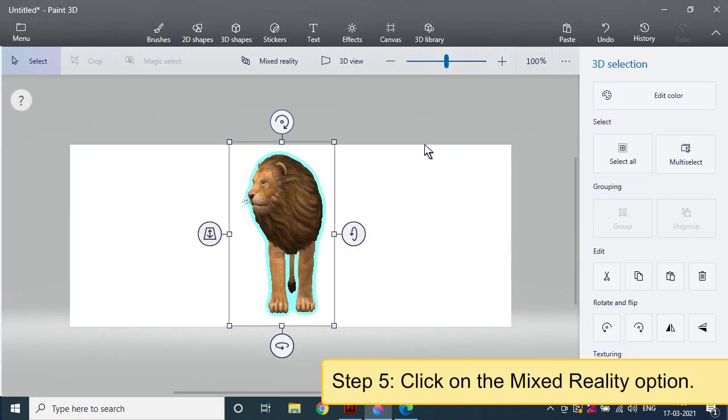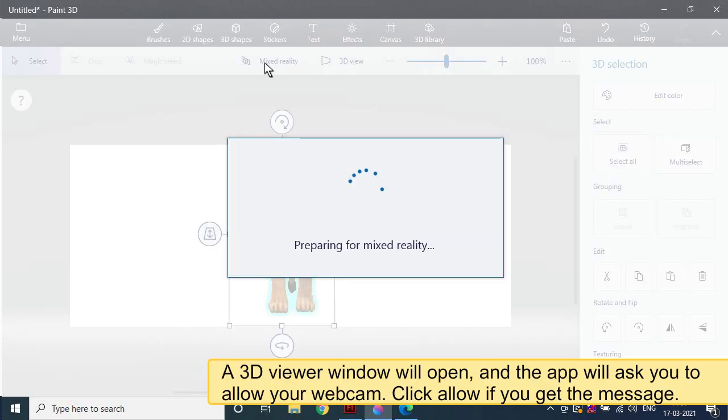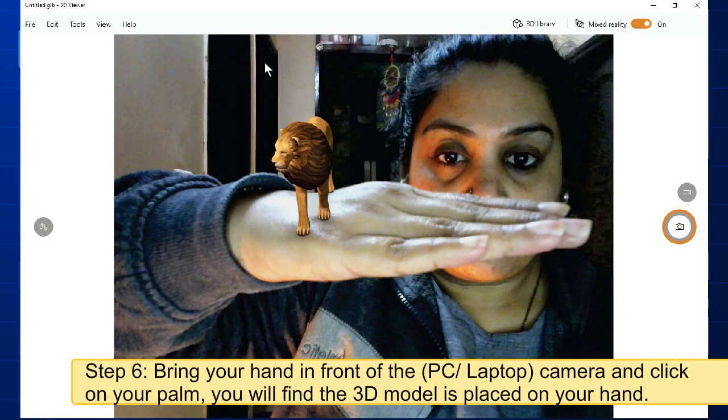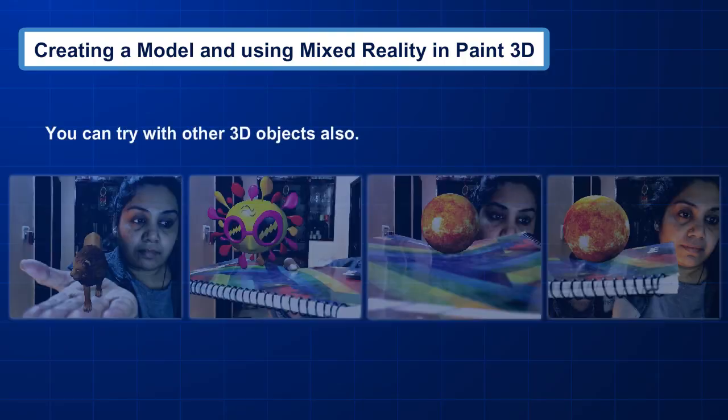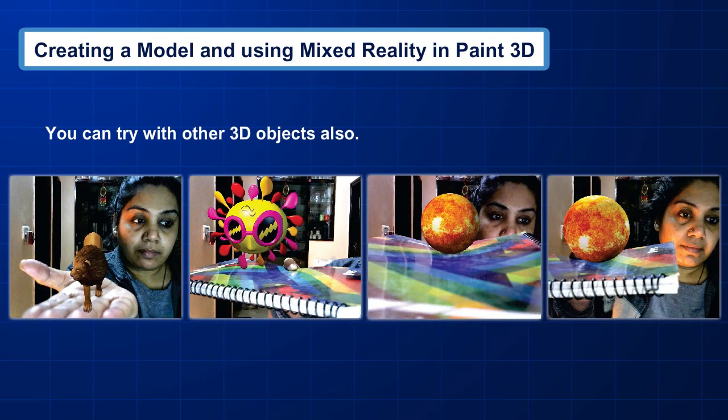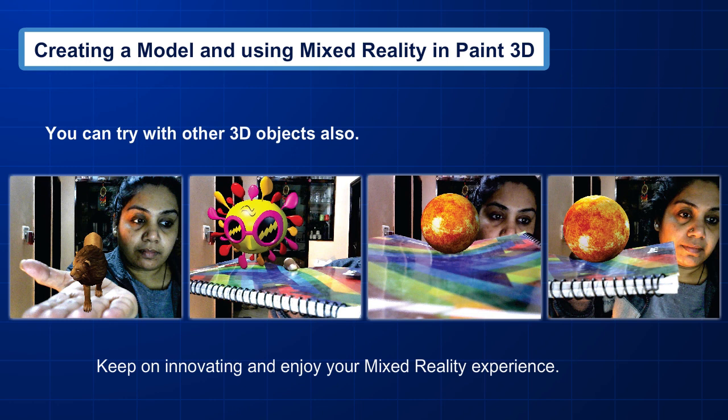Step 5. Click on the Mixed Reality option. A 3D viewer window will open and the app will ask you to allow your webcam. Click Allow if you get the message. Step 6. Bring your hand in front of the PC, laptop camera and click on your palm. You will find the 3D model is placed on your hand. You can try with other 3D objects also. Keep on innovating and enjoy your mixed reality experience.